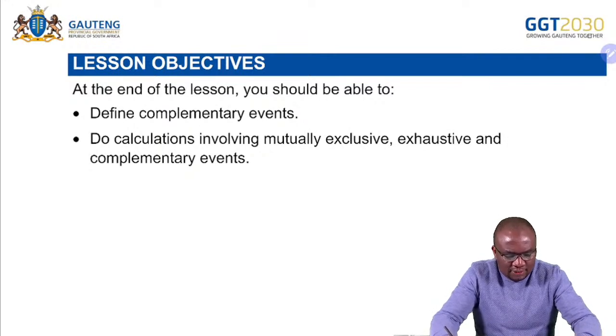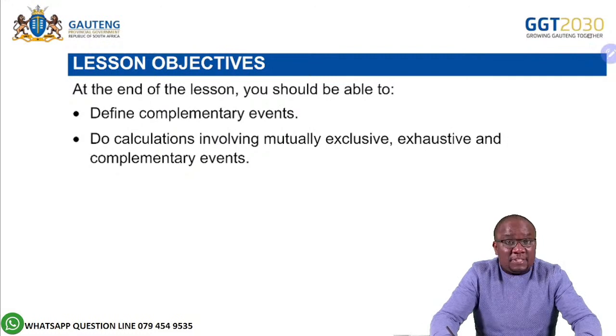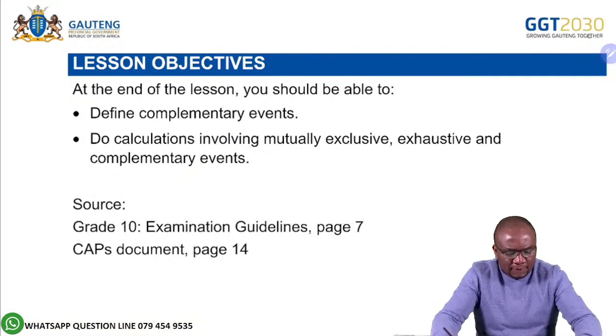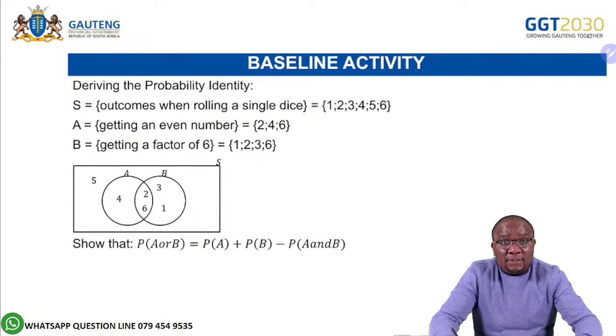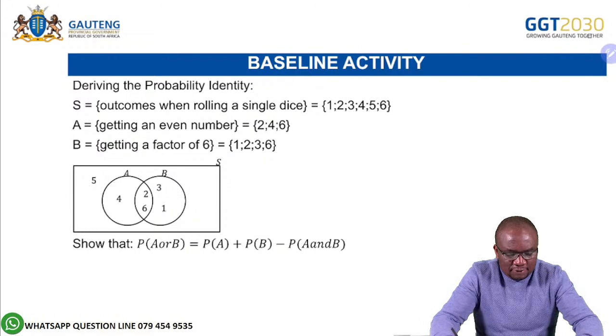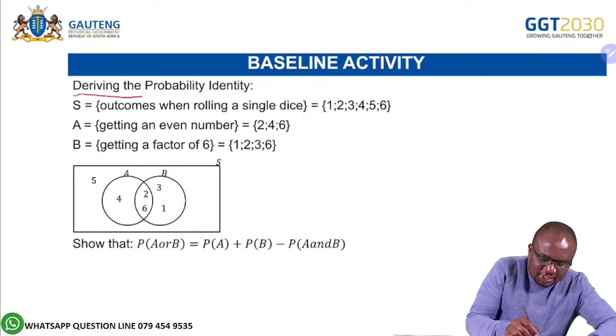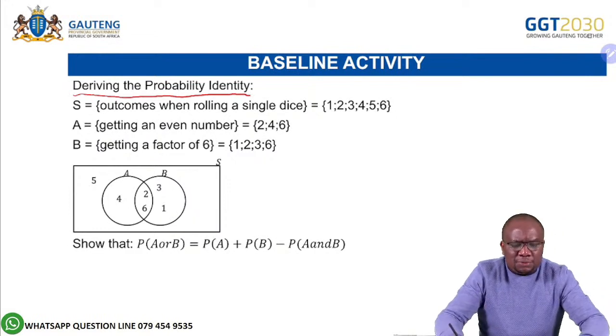Okay, right. So we're going to define complementary events. We're going to do calculations involving mutually exclusive, exhaustive, and complementary events. Now, I want us to do this baseline activity before we do anything. Deriving the probability identity or the addition rule.